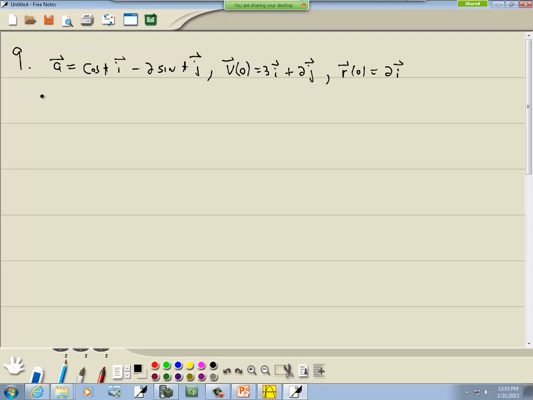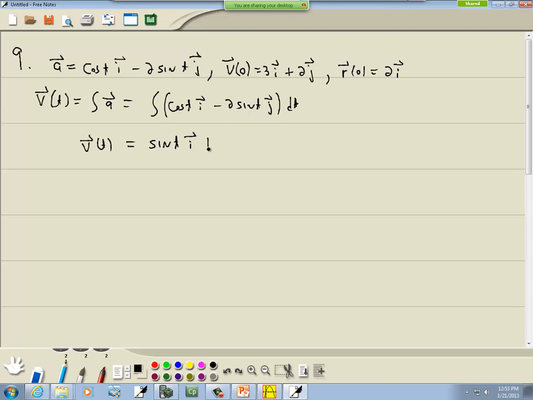Okay, well, going backwards, we need to find our velocity vector. So our velocity is equal to the integral of a, which will be the integral of cosine t i minus 2 sine t j. Well, the integral of cosine is sine, so this is sine t i, and the integral of sine is negative cosine. So negative negative would make this a positive 2 cosine t j plus our constant vector.